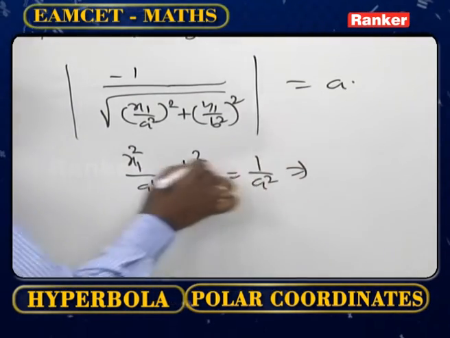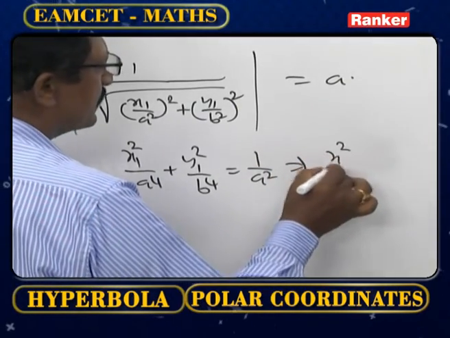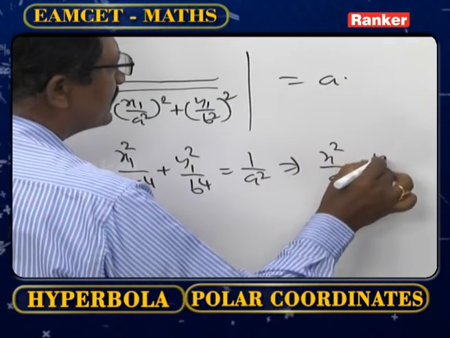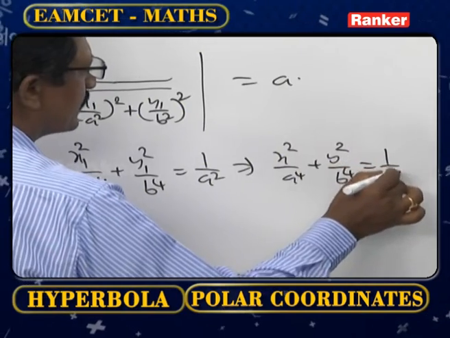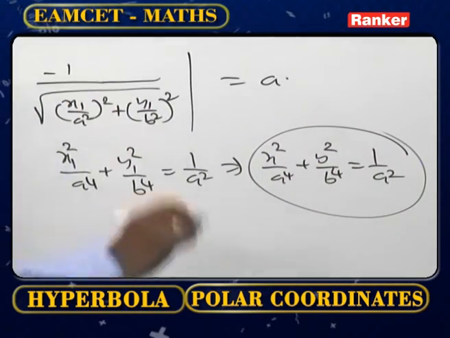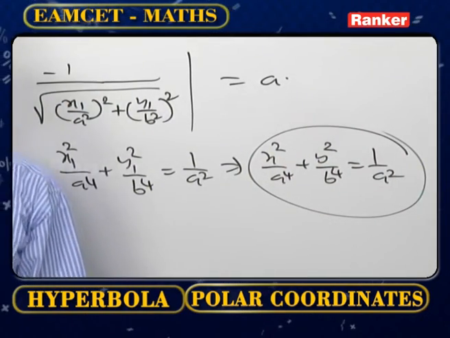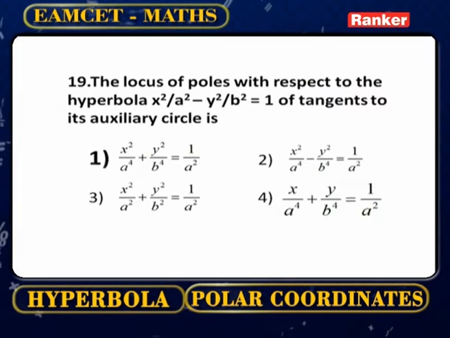Then the locus of (x1, y1) is x square by a power 4 plus y square by b power 4 equals 1 by a square. The required locus is x square by a power 4 plus y square by b power 4 equals 1 by a square. Now the first option is the correct one.